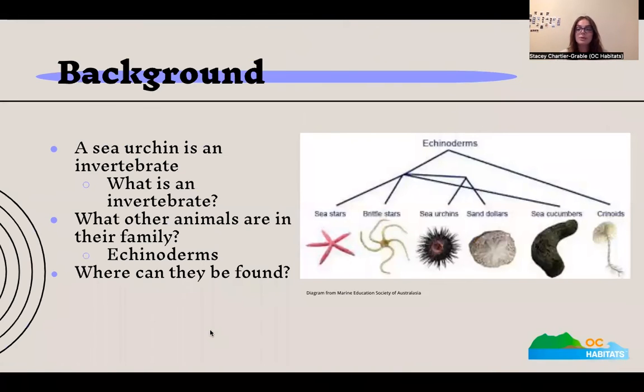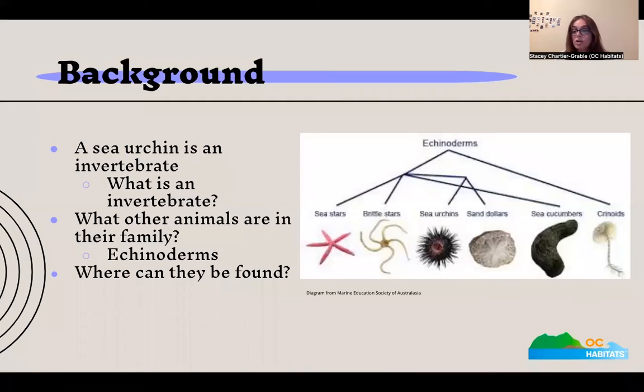So I want to start off with a bit of background. A sea urchin is an invertebrate, which just means they have no backbone. An invertebrate is any animal that doesn't have a backbone. They are in the phylum Echinodermata, which is more commonly known as echinoderms, along with some of our favorite echinoderms, sea stars, sand dollars, and sea cucumbers. There are more echinoderms out there, but these are just really common ones that we're probably all familiar with.